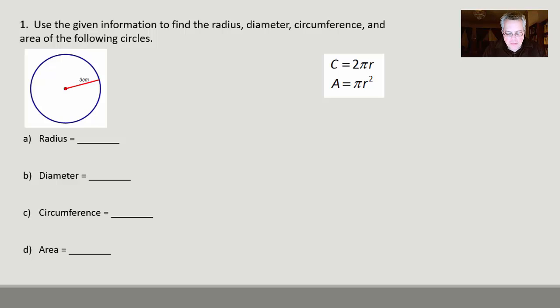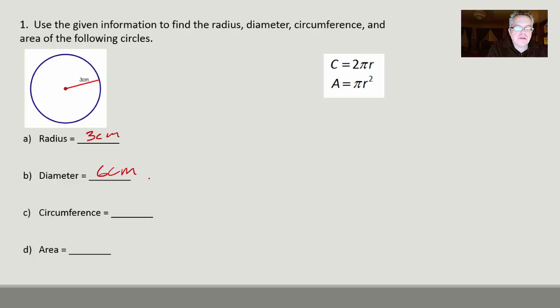So on this first one, we're going to start with the easiest one, when we know the radius. So we have a circle here. The radius is 3 centimeters, so we can fill that in right away. Radius, 3 centimeters. The diameter is what we get when we go all the way across the circle. So it's 2 times the radius. That'd be 6 centimeters. Nothing new for you guys.